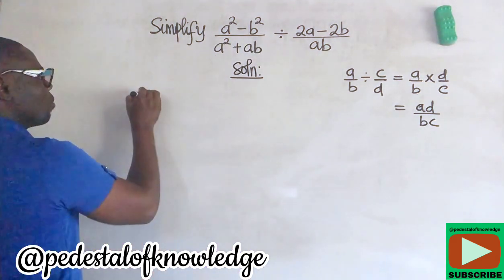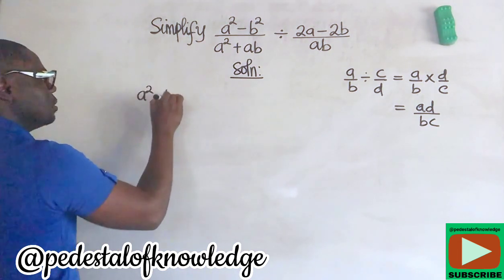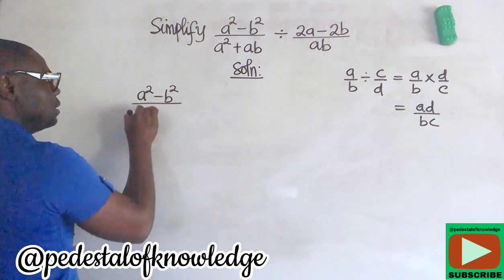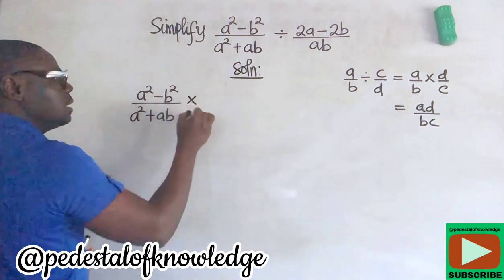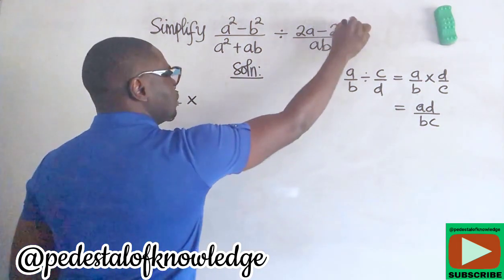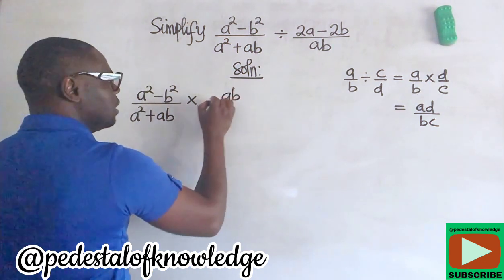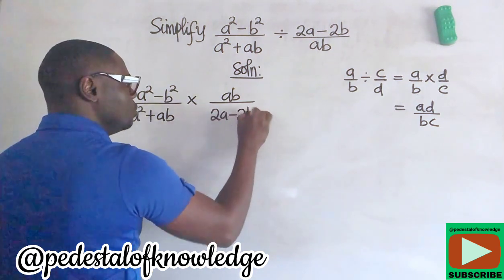Now, we have a squared minus b squared divided by a squared plus ab, multiplied by, now this one will go up and this one will come down. So we have ab divided by 2a minus 2b.